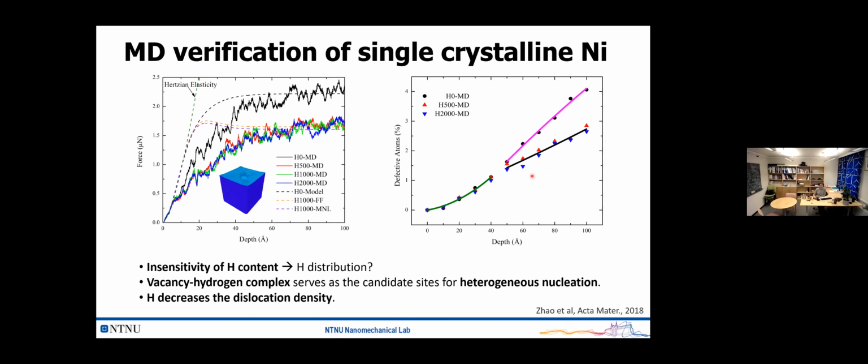We also see, when we analyze the dislocations in detail, that the vacancy-hydrogen complex serves as the candidate sites for the heterogeneous nucleation of the dislocations. And this also verifies the model in these three parts: the homogeneous nucleation, heterogeneous nucleation, and also the annihilation of the dislocations.